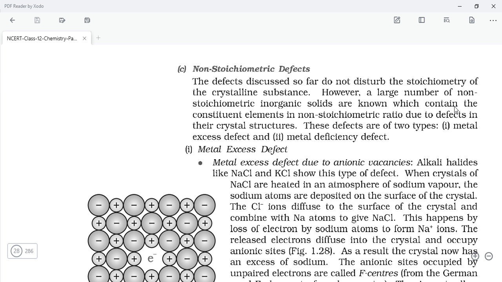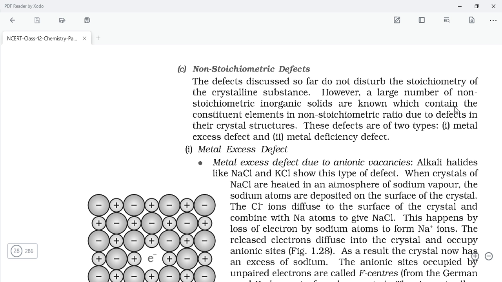Second, metal deficiency defect. So we don't usually define deficiency with respect to anion because it is much bigger in size and it is more difficult to move out or move elsewhere. So you can't have deficiency or excess of anion usually. So we define with respect to the cation, where you can imagine it to be moving around, same as the situation that we have imagined in atomic structure, where you always imagine electrons to be moving around rather than protons because of their bigger mass.